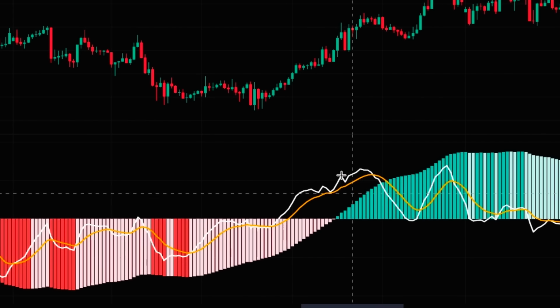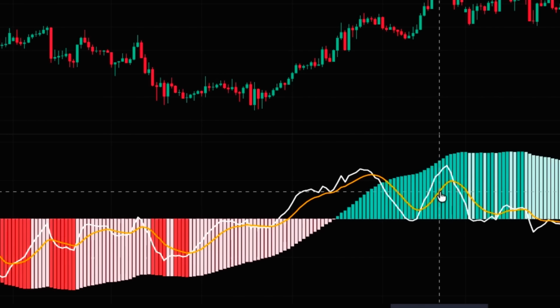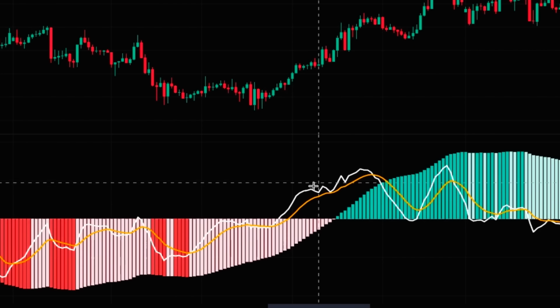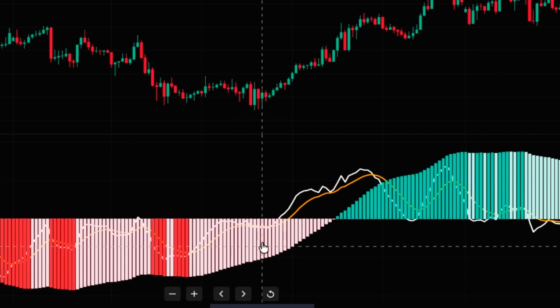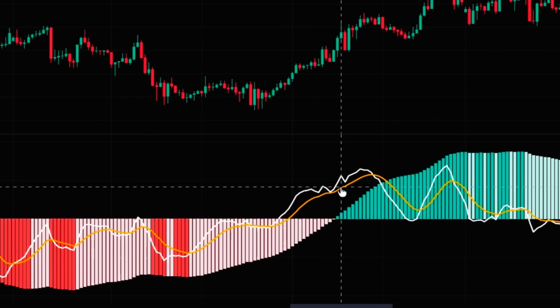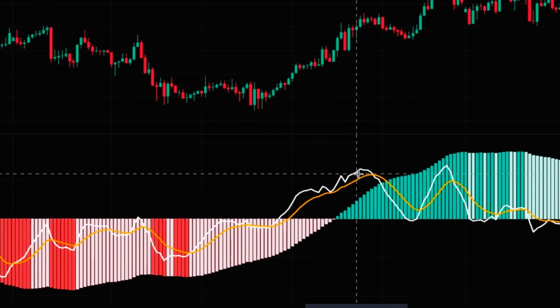Alright, here we have a MACD line, signal line, and MACD histogram, and it seems like an ordinary MACD indicator, but it is not, because this MACD histogram is not based on this MACD line and signal line crossovers. The settings for this MACD histogram is different from the settings for MACD line and signal line. The MACD histogram has longer length for the moving averages, and these MACD line and signal line are based on shorter length for the moving averages.